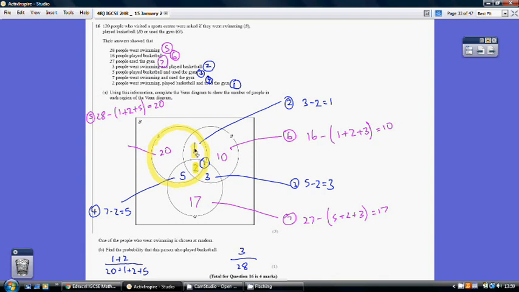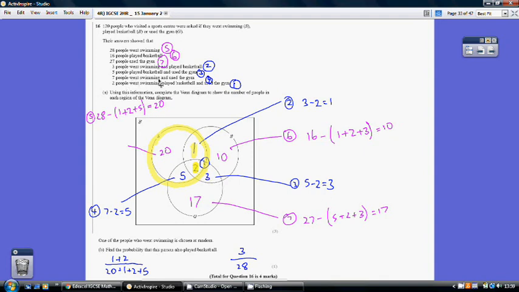Now we then spread out, we fill in these other intersections here. So I've gone to this one next. 3 people went swimming and played basketball. So we've already got 2 who did both of those. So that just leaves us with 1 who did basketball and swimming only. So 3, take away the 2, gives us the 1. I've then moved on to this. 5 people played basketball and used the gym. Well, we've got 2 already included there. So that leaves us with 3. 5 take away 2 being 3.